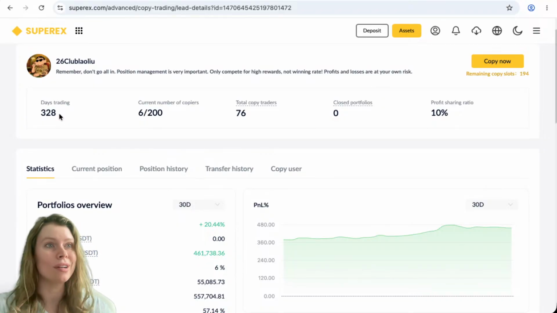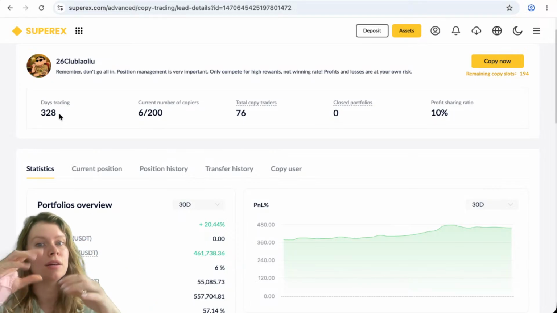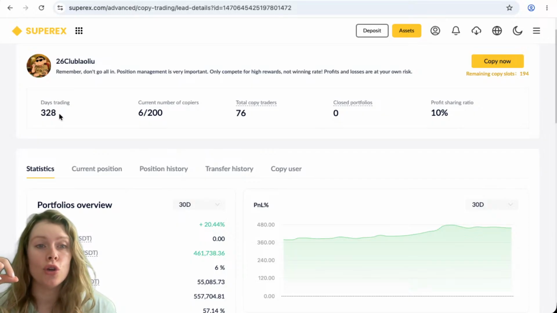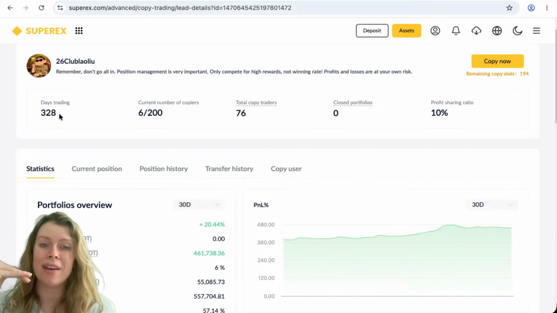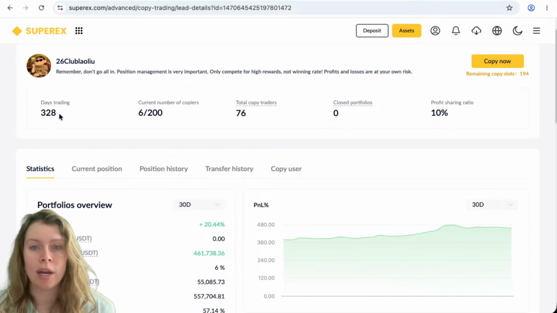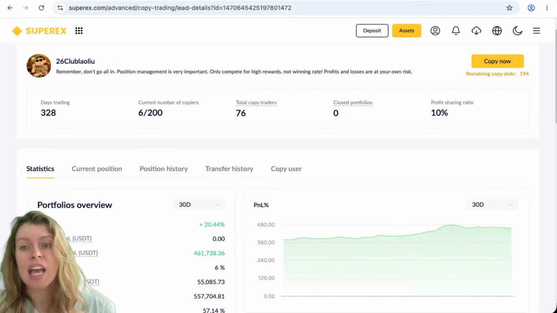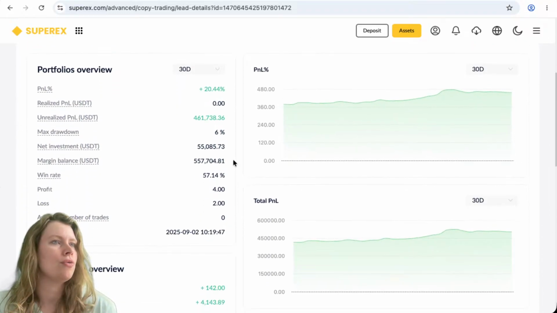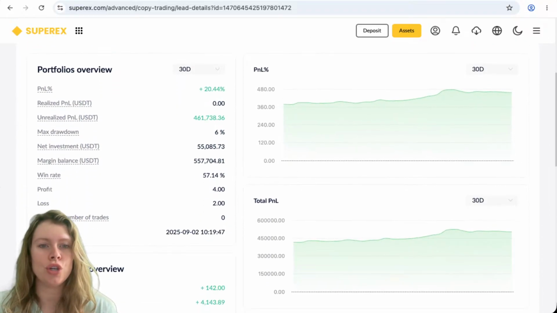That's not bad, actually, honestly. I've seen a couple where it was like 0 or 2, and then I probably wouldn't be going to copy theirs. All right, closed portfolios, 0. That means they've never shut down a strategy mid-flight, okay? Profit sharing ratio, 10%. If you make money, they take 10% as a fee. I think that's totally fair. If they're doing the work and we're just copying them, I do love that they are able to make something off it. Okay, number three, the part that I would like you to pay attention to, is the performance metrics.